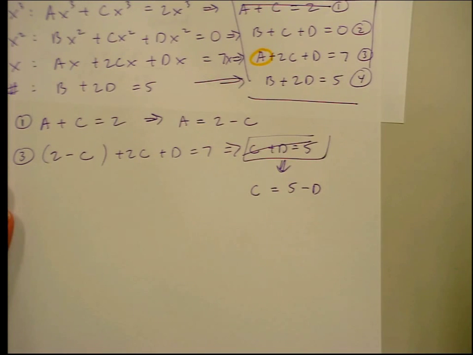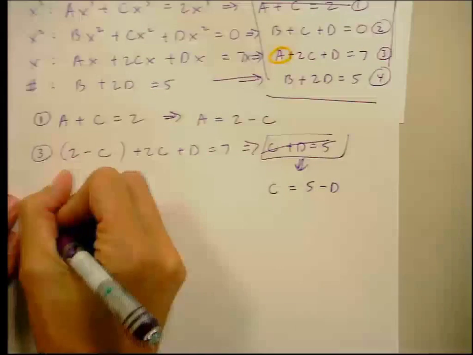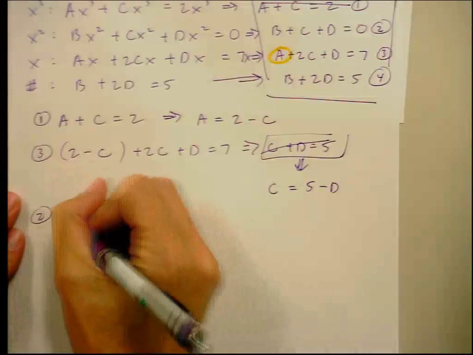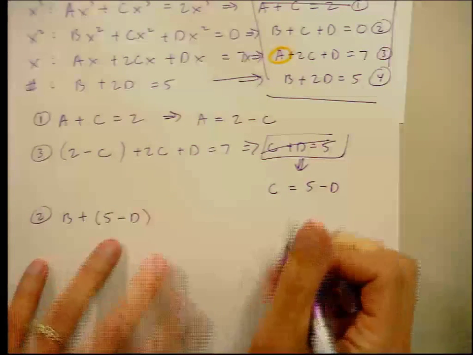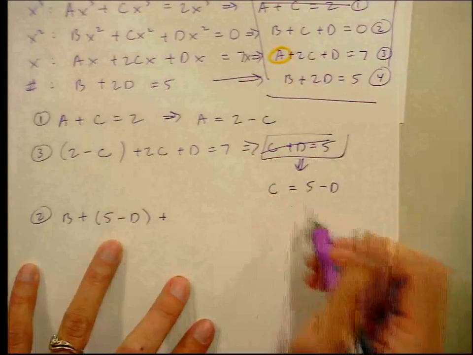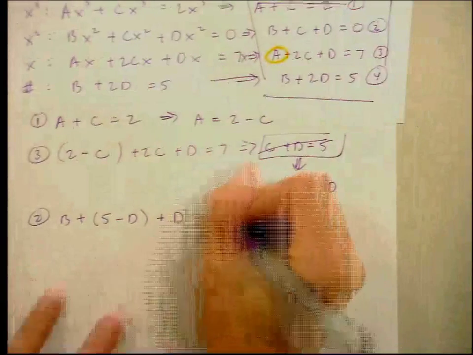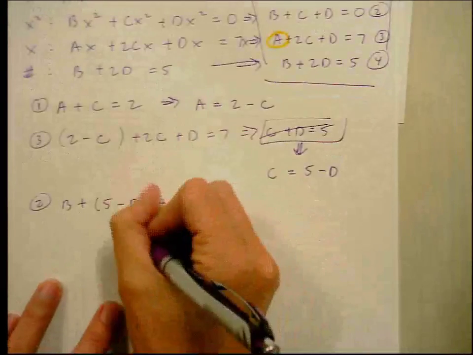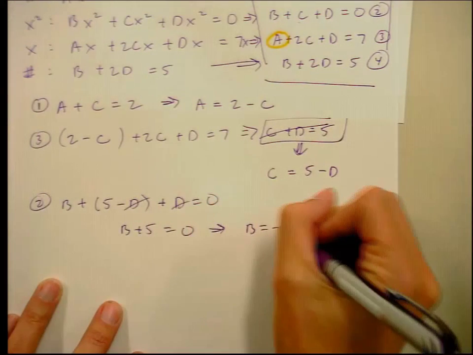So if I replace it in, well, let's just do c. Let's just do this one. I haven't done equation 2 yet. b plus c, which is 5 minus d, plus d equals 0. The d's end up canceling. So b plus 5 equals 0. b equals negative 5. Yay!